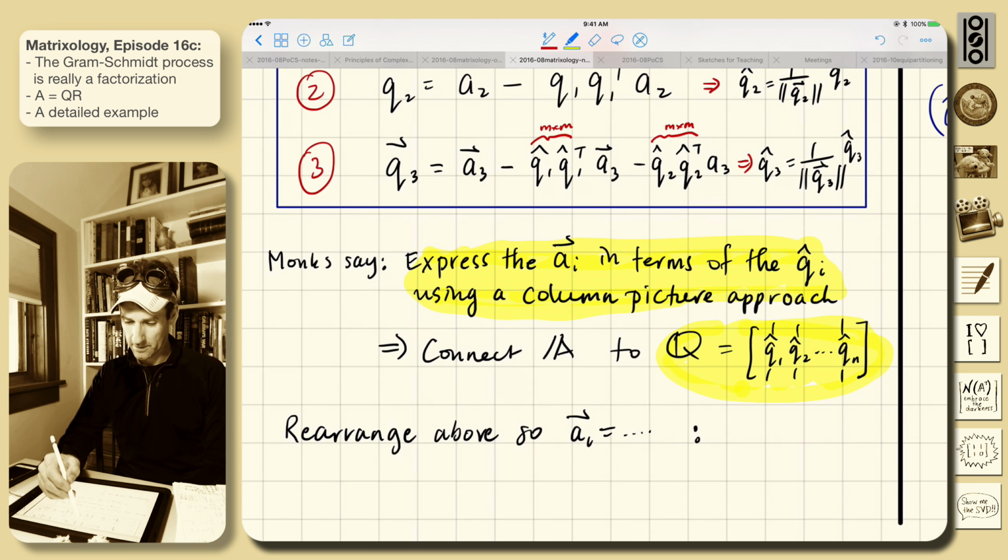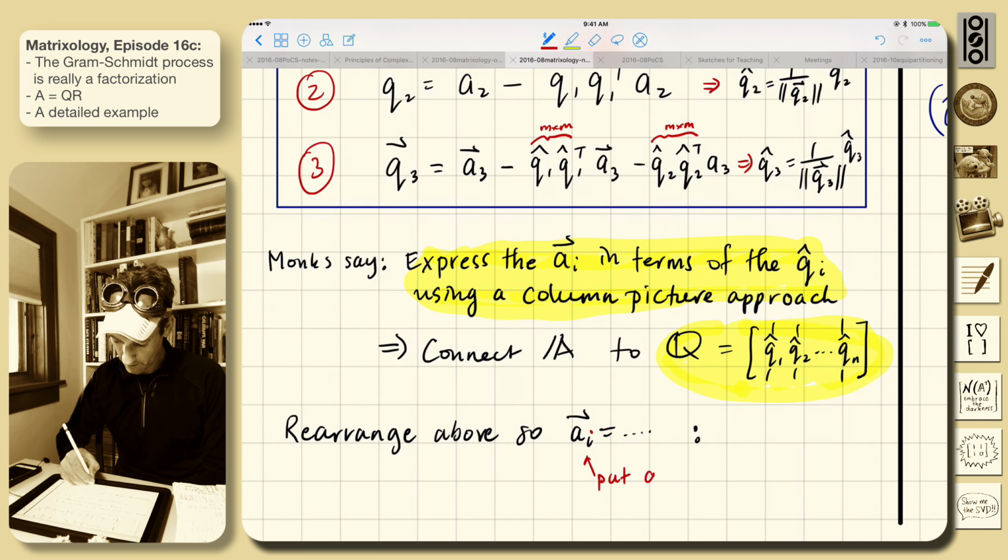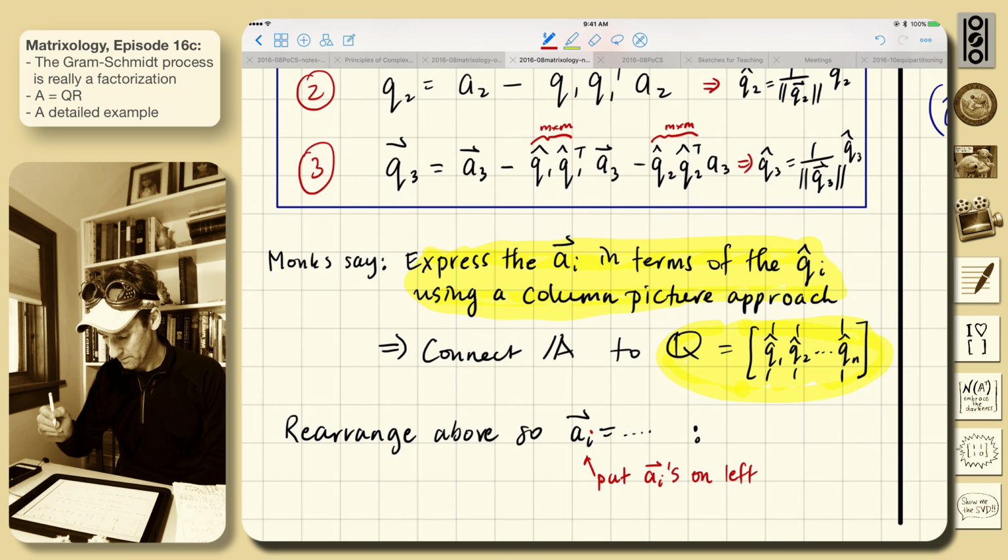So we're not leaving things out. So, right, we're going to put AIs on the left, right? On the left side of all these equations by themselves. And we'll see that even though there's some AIs on the other side, it's okay.